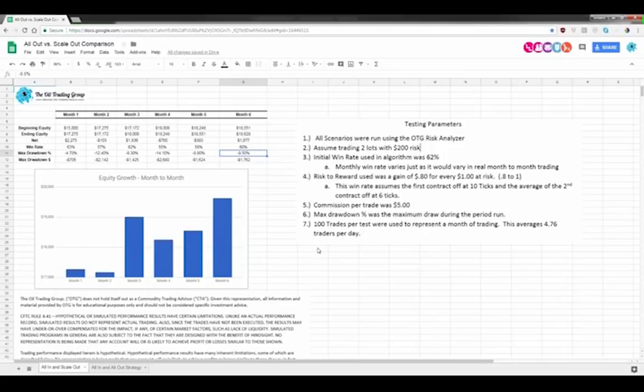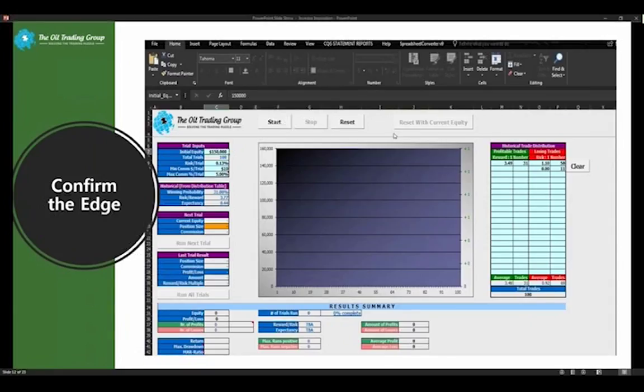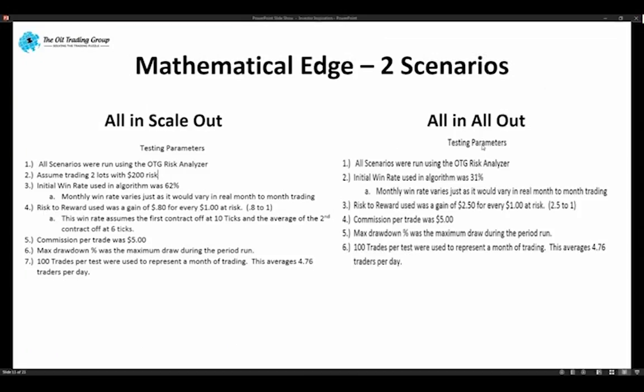It's at a 0.8 to 1 risk reward ratio. All right, so I ran another 6-month window here. This is the all-in, all-out approach. All scenarios were run using the OTG risk analyzer.